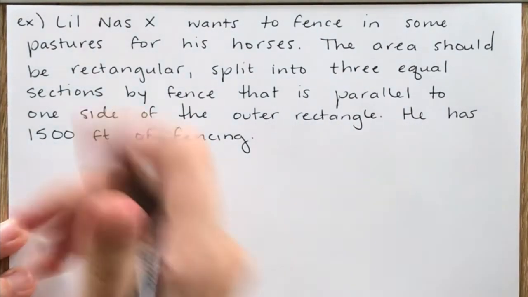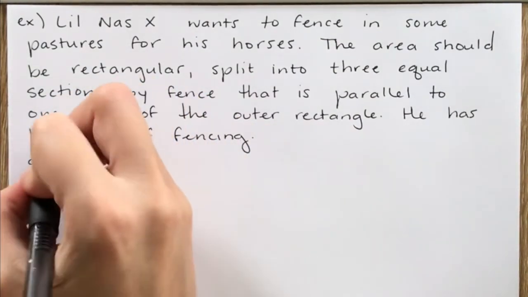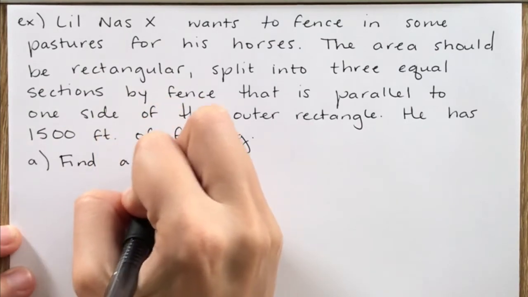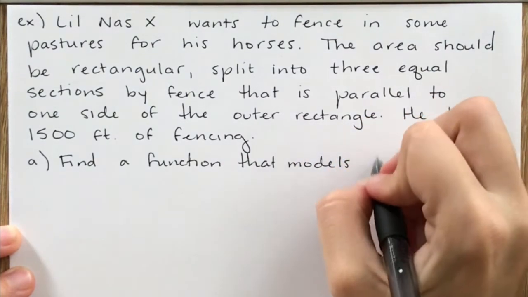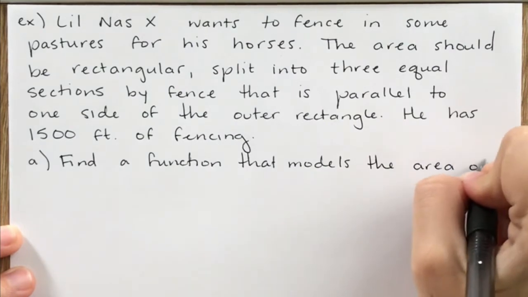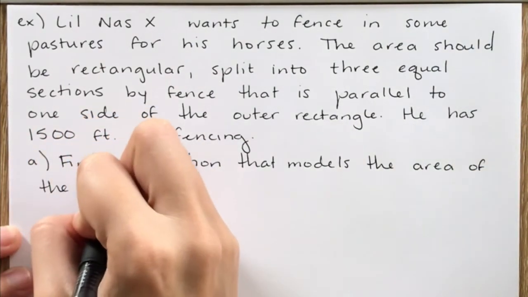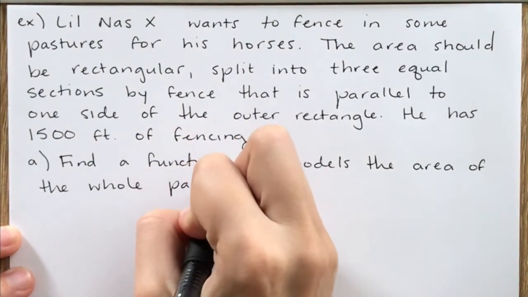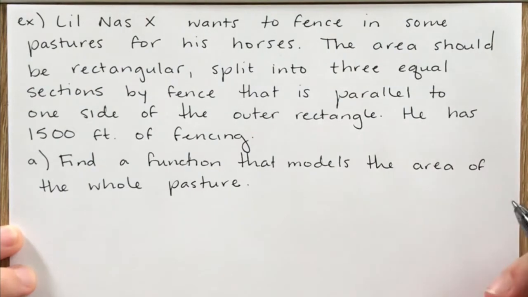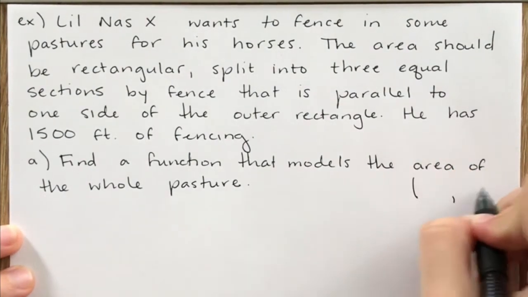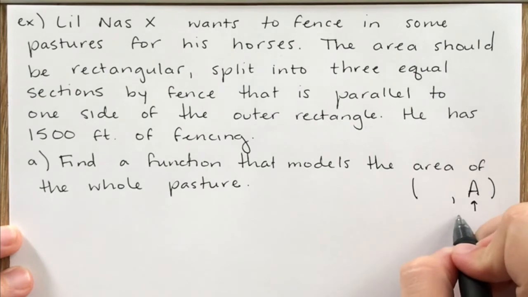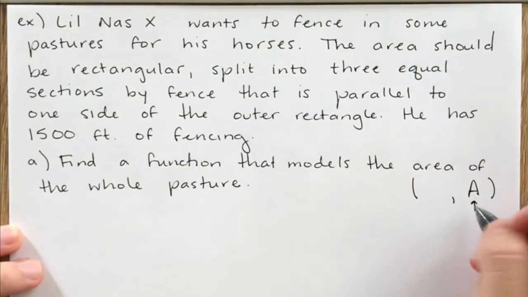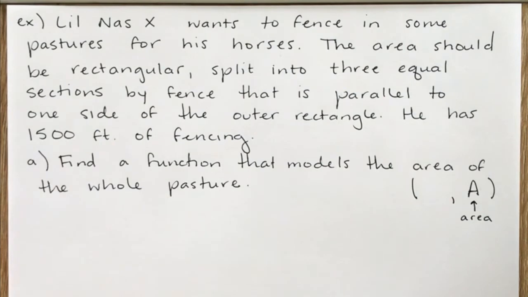So the first question here is A, find a function that models the area of the whole pasture. So again, we have a situation where we have some value, area, as our dependent variable. That's what we want the value of the function to be. So area. It's going to be a second before we can figure out exactly what our independent variable is going to be.